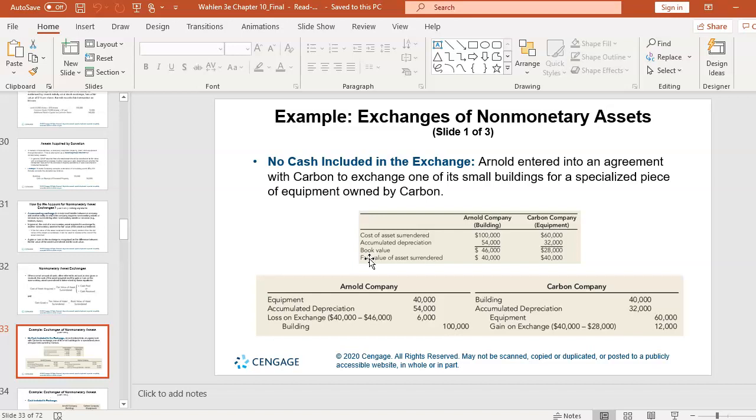Now, in this particular example, this is a no cash exchange. Arnold entered an agreement with Carbon to exchange one of its small buildings for a specialized piece of equipment that is owned by Carbon. You can see how the two different properties were valued, the fair values surrendered by each company, different book values, and so on. And you can see how that turned into two different journal entries for each one. One acquired one asset and gave up another.